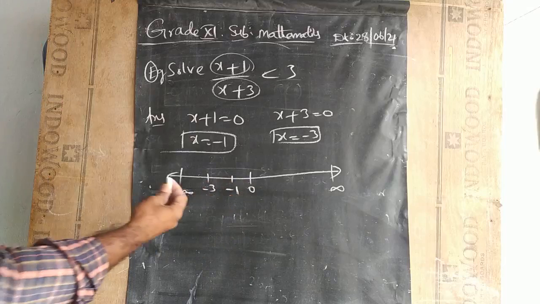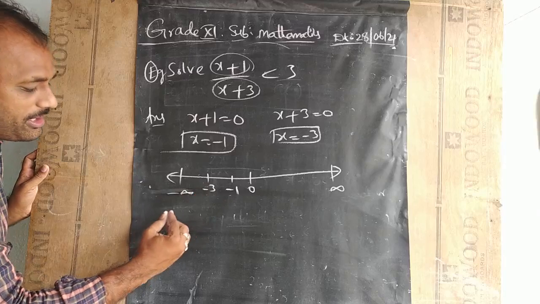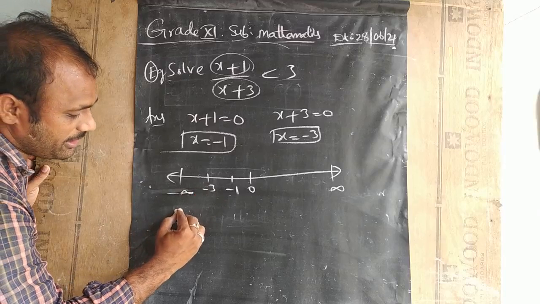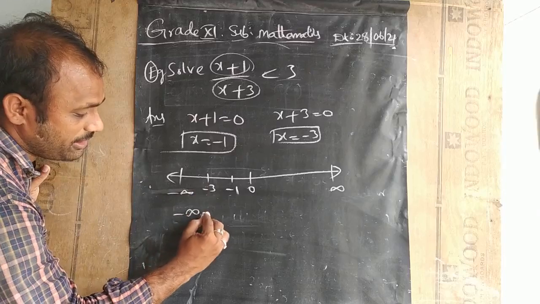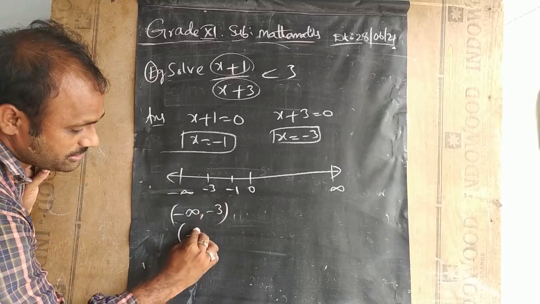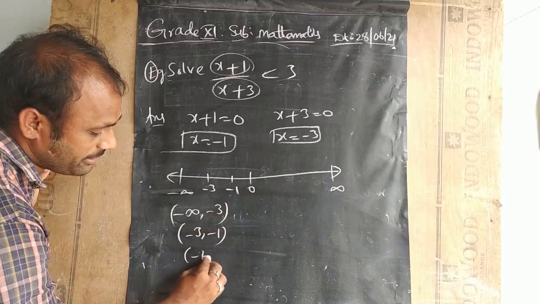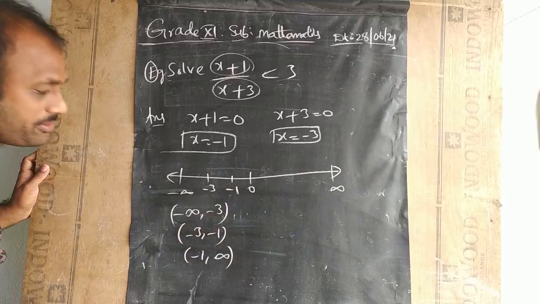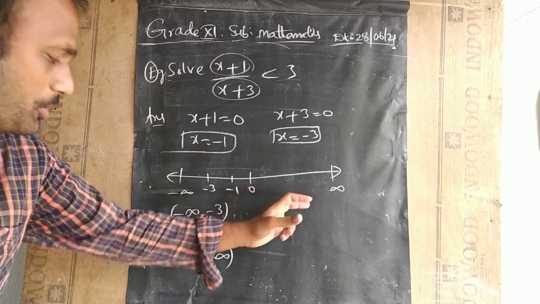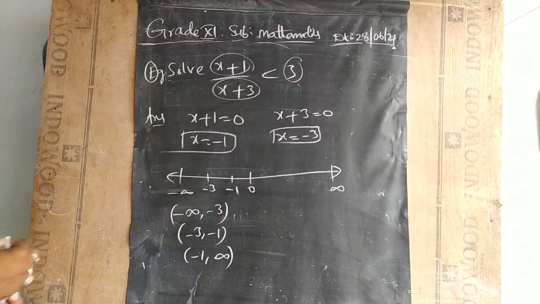Now we need to check which will be the solution of this. What are the values we can write here, students? We can write minus infinity to minus 3, the first one. Next minus 3 to minus 1. Next minus 1 to plus infinity. Among these only our answer will be there. Our answer should be less than 3.